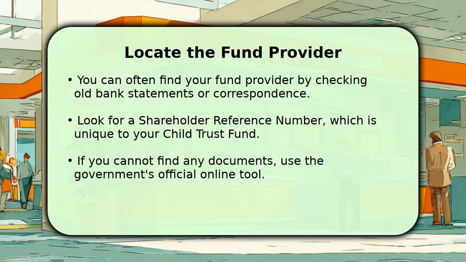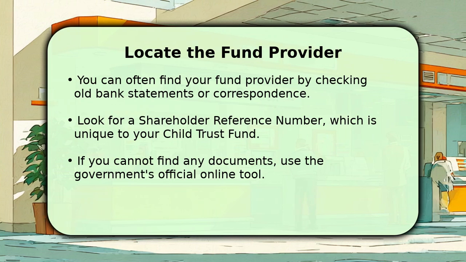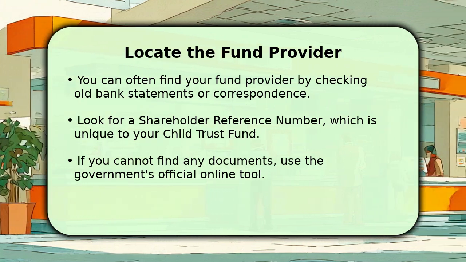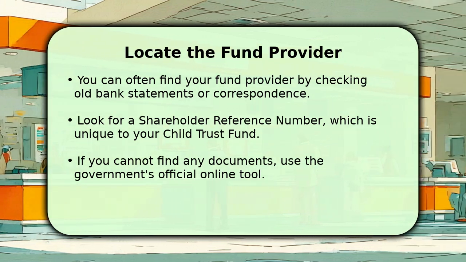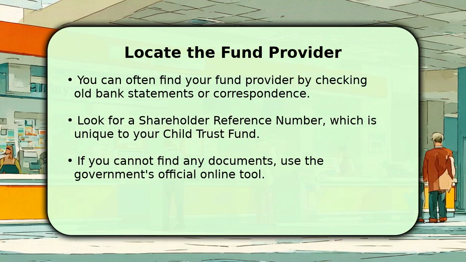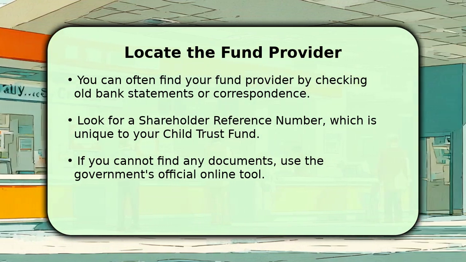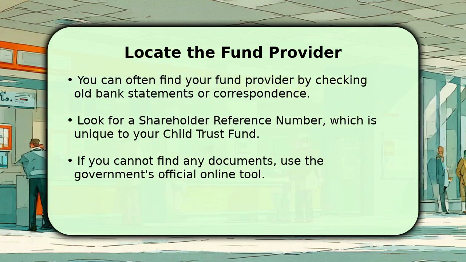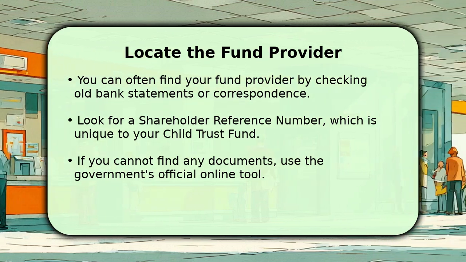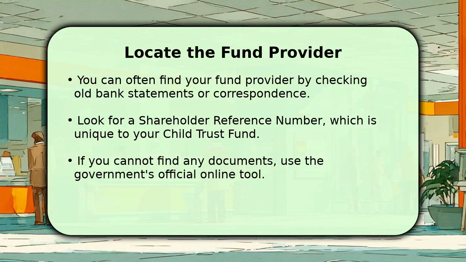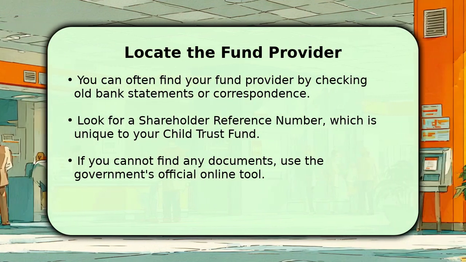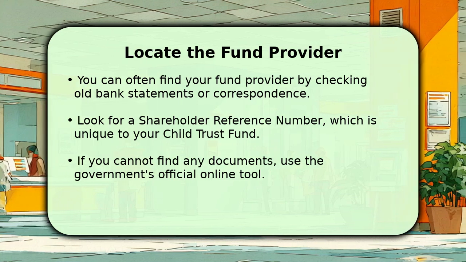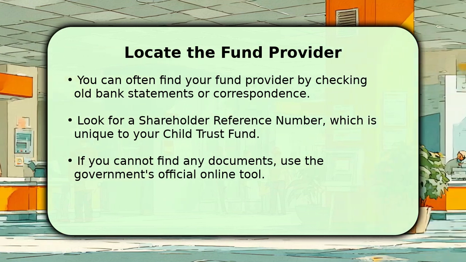If paperwork is scarce, consider if your parents or guardians remember which bank or building society they used. Sometimes, the original investment was made with a well-known provider, making it easier to track. The shareholder reference number is a crucial identifier. It will significantly speed up your search, so try to locate it if possible. This key detail is essential for the next steps in reclaiming your funds efficiently.